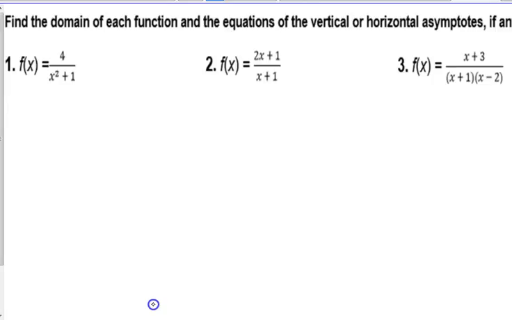All right, these say find the domain. You don't have to do a sketch, so find the domain and the vertical and horizontal asymptotes. Can we go through these quickly? What's happening on number 1? Domain? Are there restrictions?